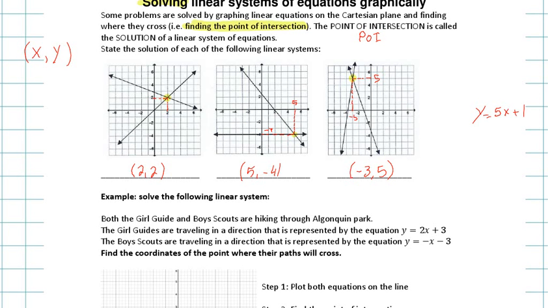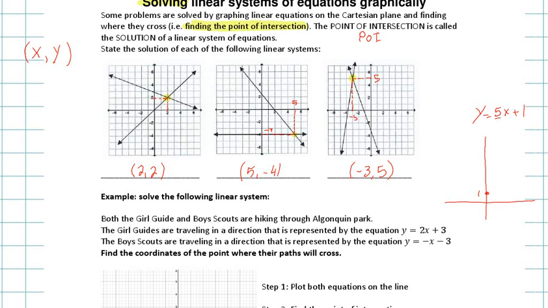What's the y-intercept? 1. So I start with the y-intercept, and that's my first point. What do I do after this? Use my slope to find the rest. So what's my slope? 5. Right?